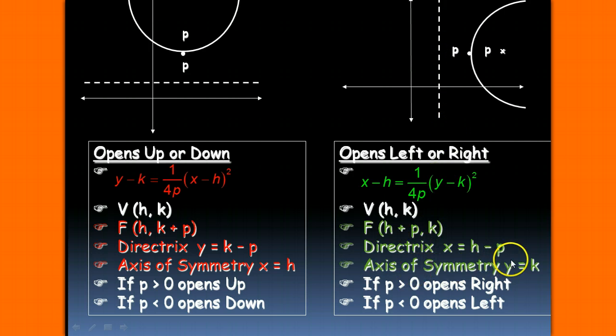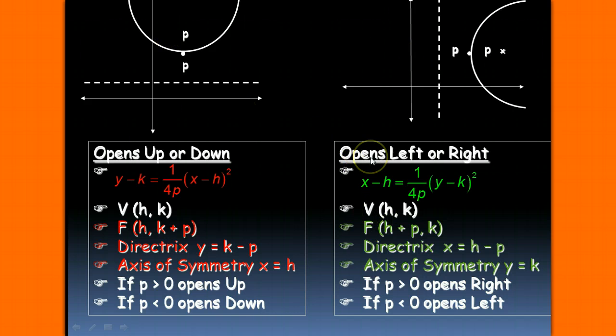The axis of symmetry on this is going to be y equals k. Where the axis of symmetry was over here was x equals h, because the line was here. This one's going to be y equals k, because it's just going to be right here, but you can still fold it right over top of each other and it'd be the exact same figure. And then, of course, our two important things at the bottom, they've just changed. Instead of up and down, if p is greater than 0, it opens to the right, like this one right here. Okay? If p is less than 0, then it's going to open to the left. So it's just going to flip everything over that directrix.